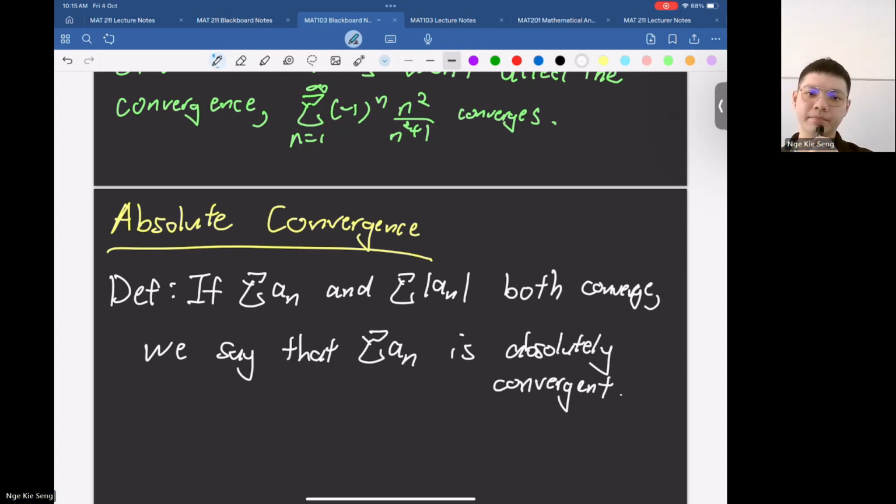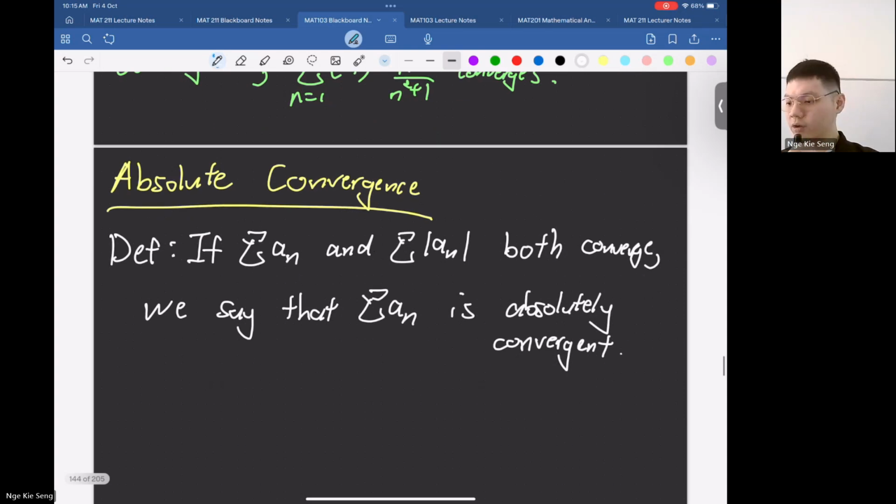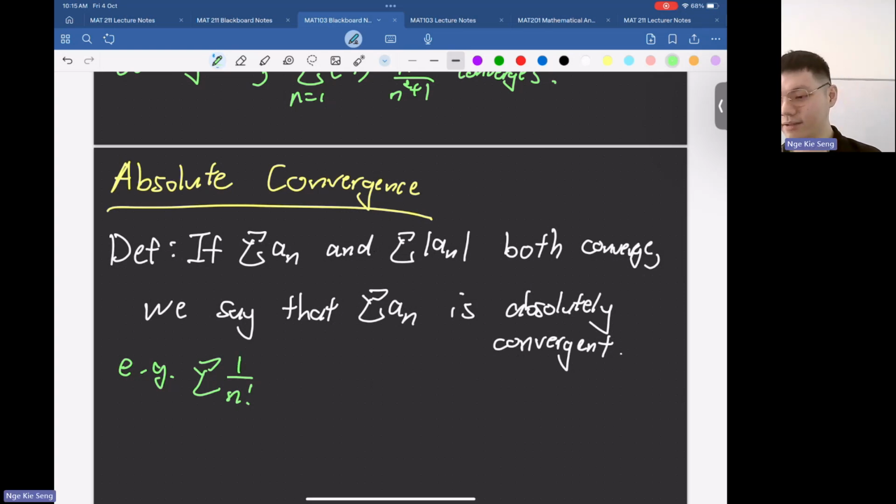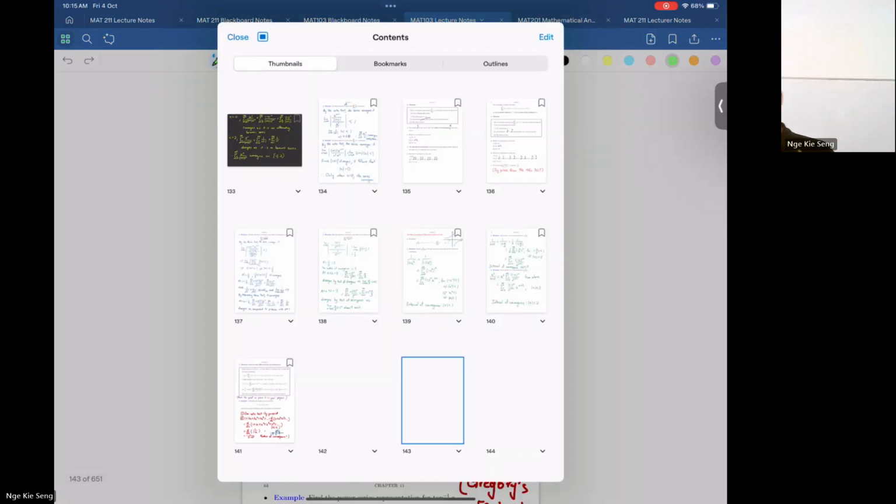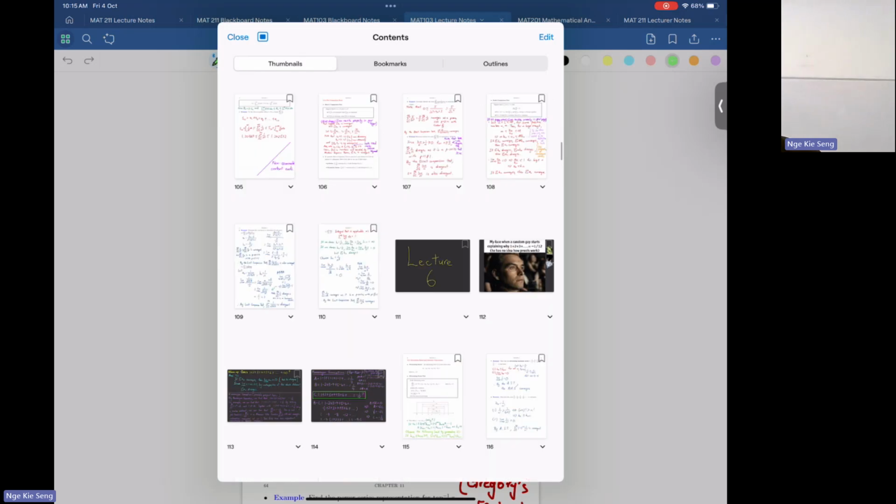One example we can have here is the sum of 1 over n factorial. We have shown that this converges. Did we? Don't know. No, not yet? Can we recall or not? I think I saw this before. Did we do 1 over n factorial?